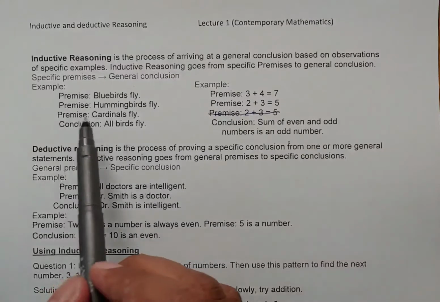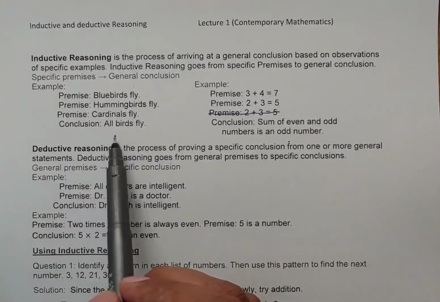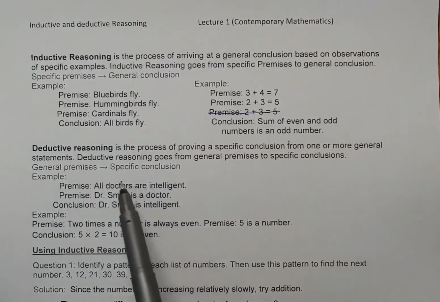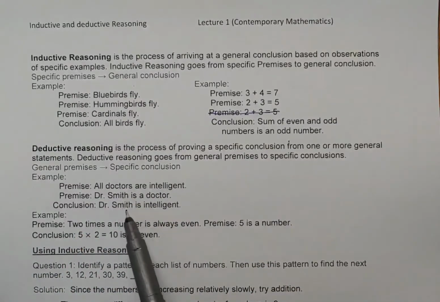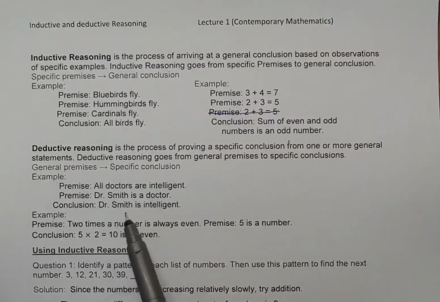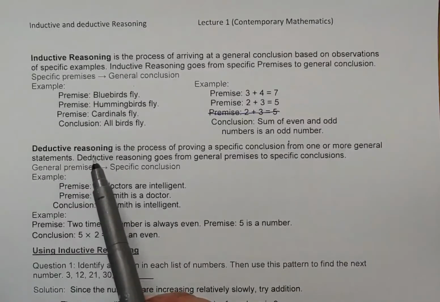If you go from specific to general, it is inductive reasoning. And if you go from general to specific, like all doctors, and then the conclusion is for one doctor, Dr. Smith, this is an example of deductive reasoning.